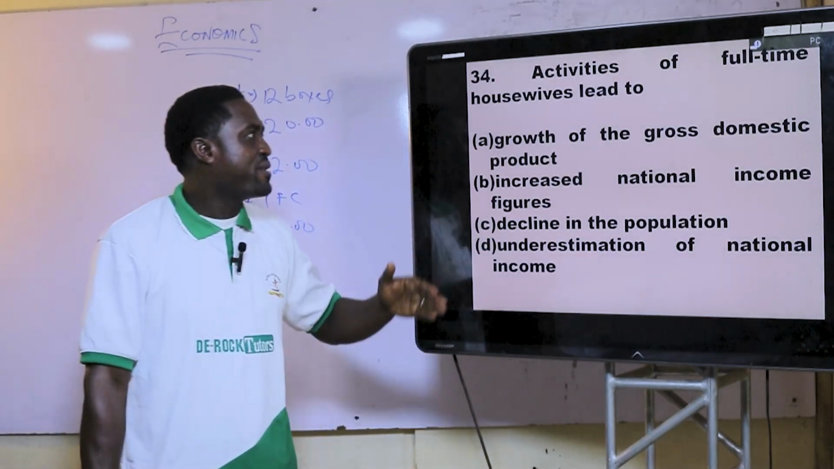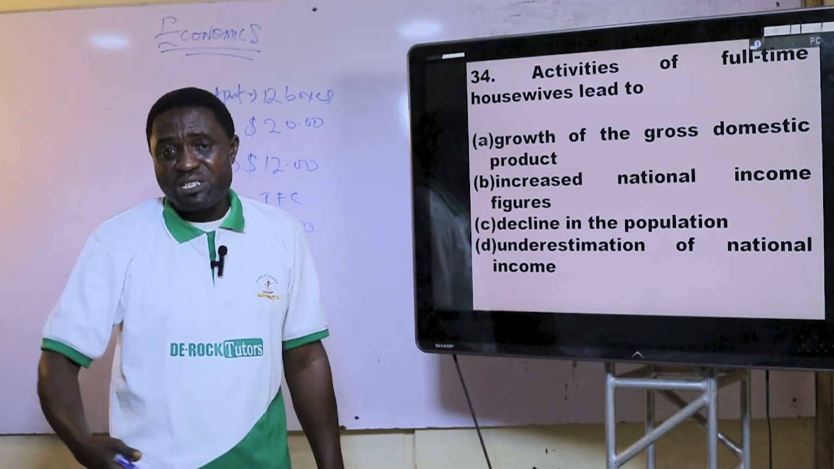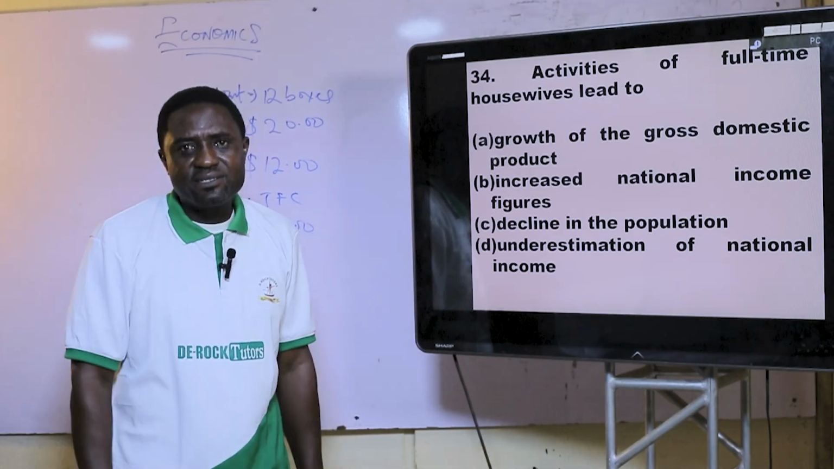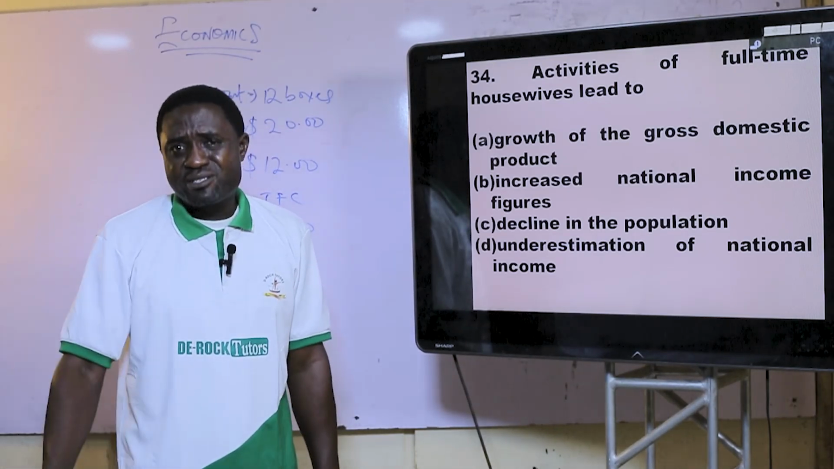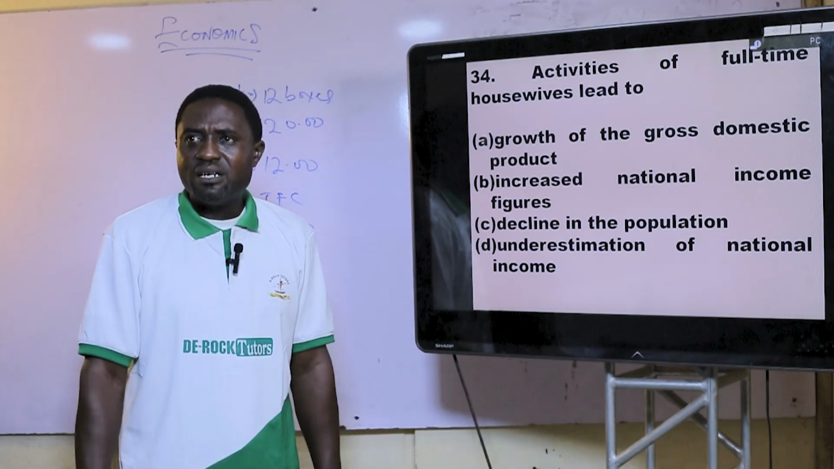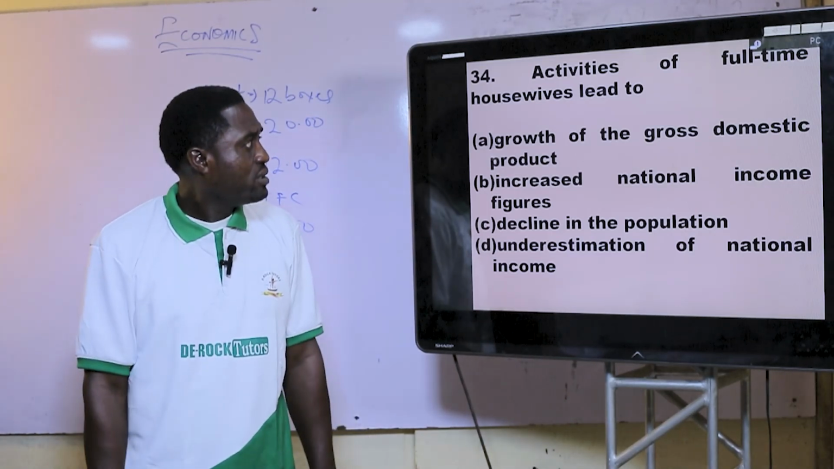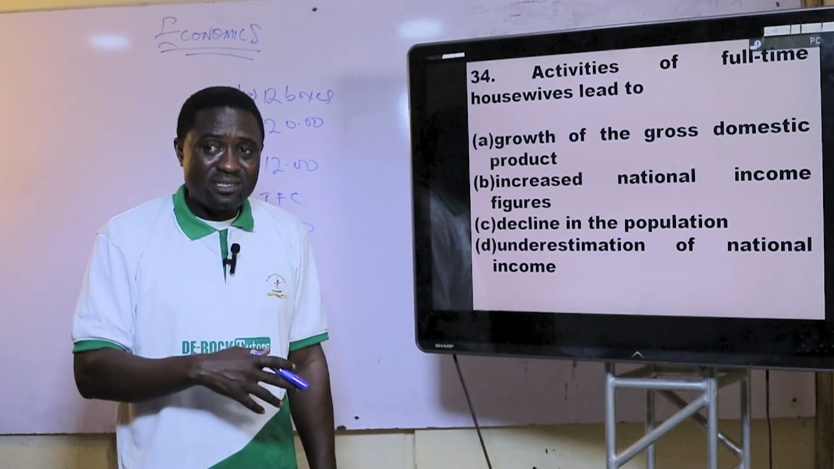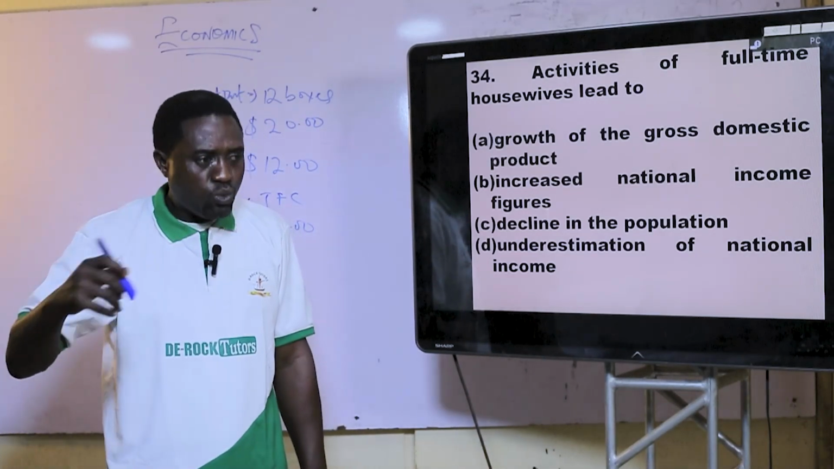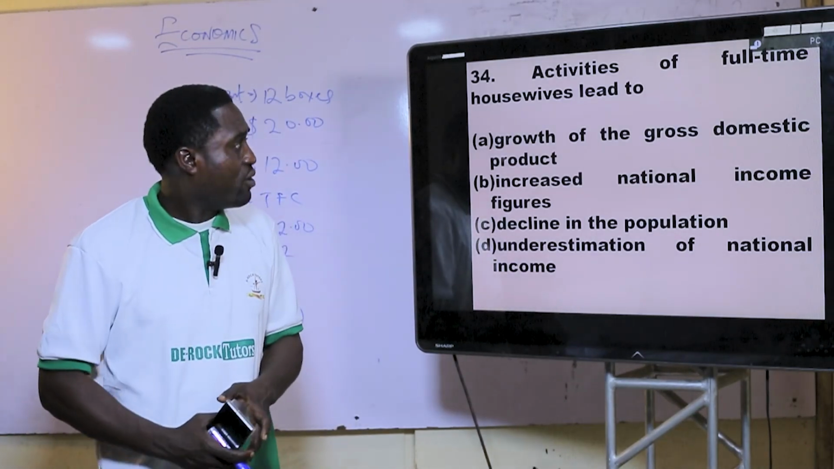Activities of full-time housewives leads to. The activities of full-time housewives cannot be added to the national income because they are not engaged productively in the society. So full housewife, prostitutes, beggars, whatever they are doing, they are not contributing productively to the national income. By the time you are counting it, it results to double counting, and as a matter of fact, it cannot even work in adding it into the statistics of the country.